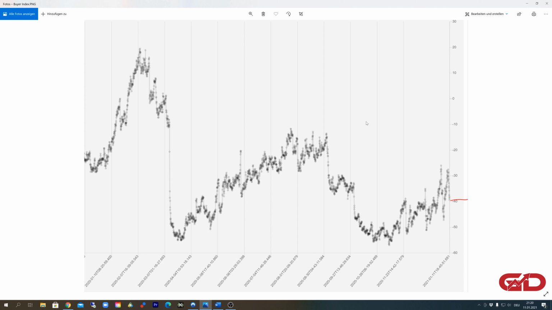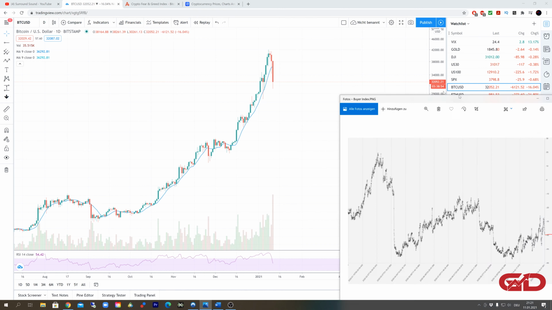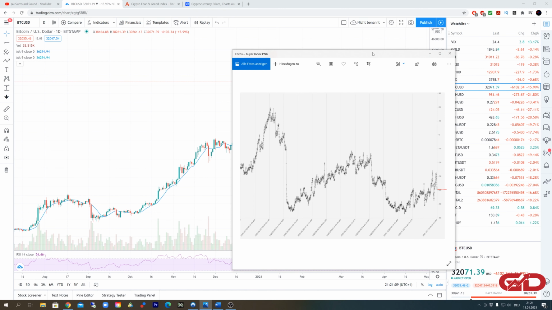And this is the first reason why I was just expecting a normal correction and not the start of the next big crash or something like this. So this right here, the buyer index, is also the reason why I am bullish on cryptos since March, and that is exactly the point where I bought in. And right now I'm still very bullish on cryptos because the buyer index is still very low and there is much more space to grow.